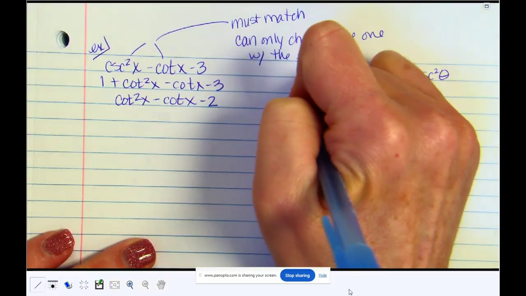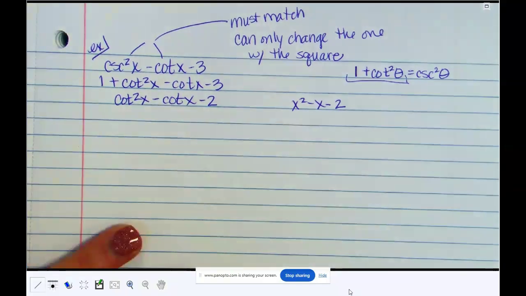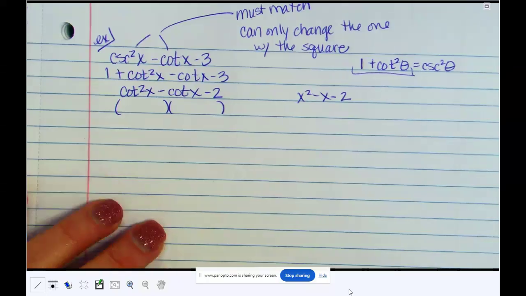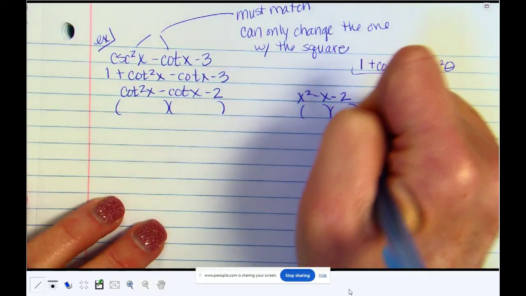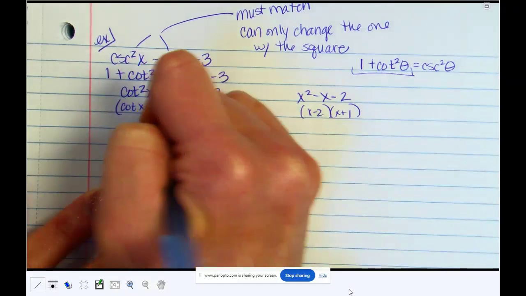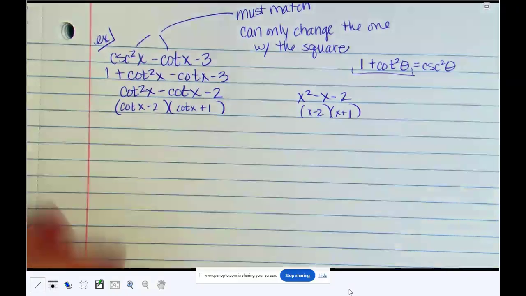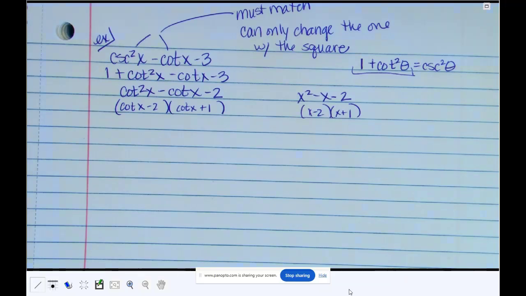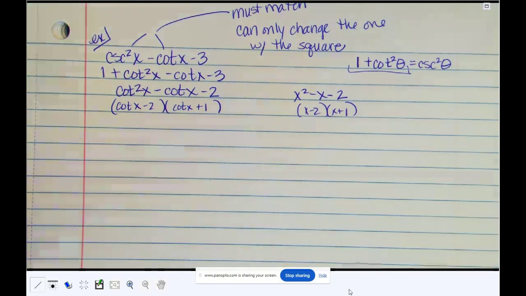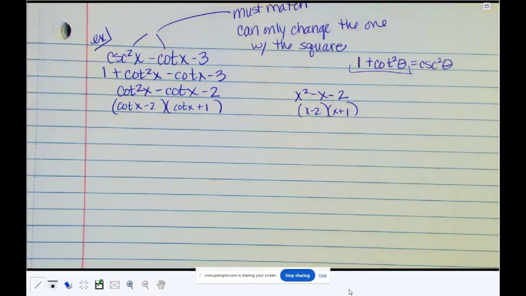So that is x squared minus x minus 2, which I think we already factored, but for a different one. Yep, x minus 2, x plus 1. So cotangent minus 2, cotangent plus 1. Okay, so listen, if it is not matching, you got to switch them out, and it will be a dog every time. I cannot give you one that doesn't work because it won't factor. Factoring is pretty limited, so it has to be able to work.